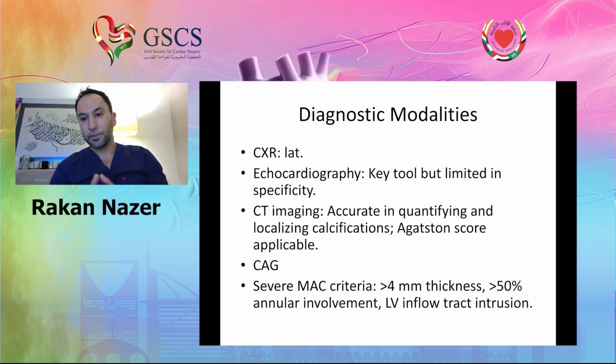CT, with or without contrast, tends to be the gold standard for accurate quantification and diagnosis of mitral annular calcification. Also, other scoring strategies such as Augustin's scoring system can be added to help verify the extensiveness of the mitral calcification. Also, mitral annular calcification can clearly appear on coronary angiography. And severe MAC is defined as more than 4 millimeters of thickness plus more than 50% annular involvement, or a chunk of calcium protruding into the LVOT.